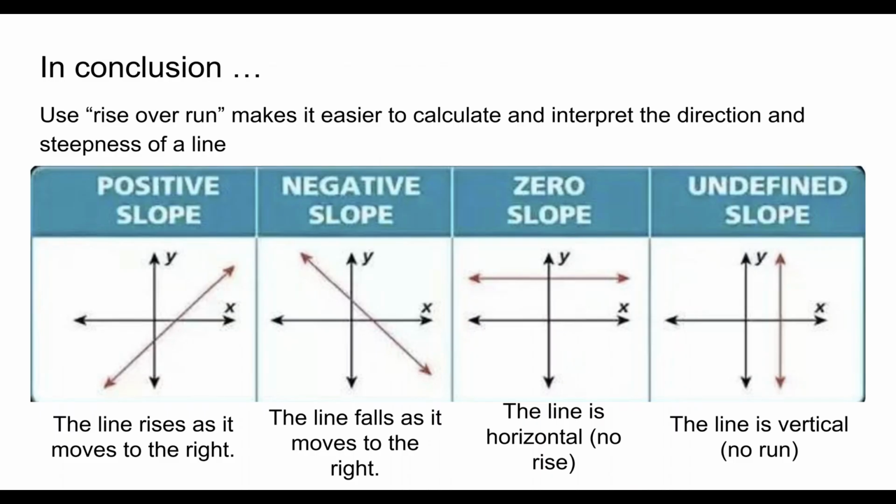In conclusion, using rise over run, which is your delta y over your delta x, makes it easier to calculate and interpret the direction and the steepness of a line.